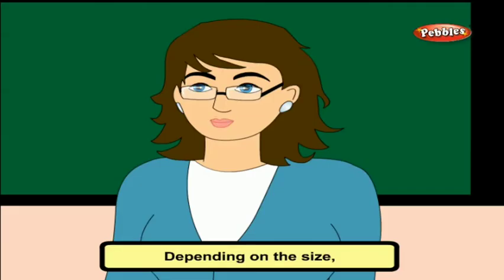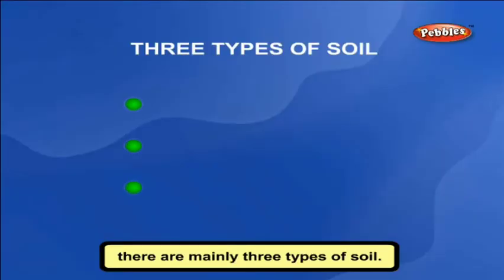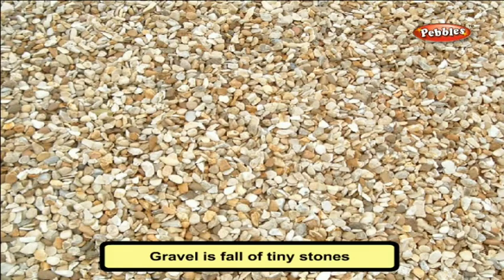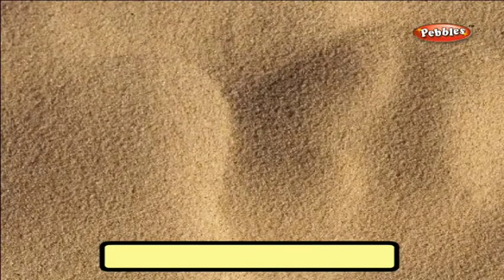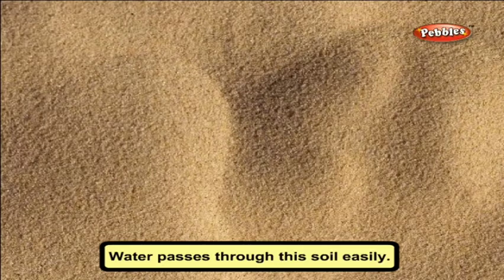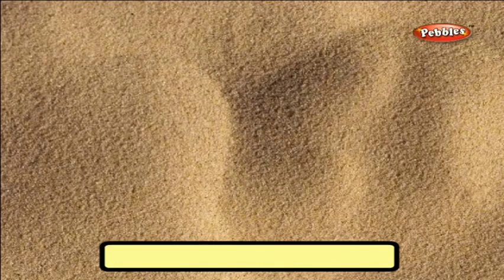Types of soil. Depending on the size, feel and color of the soil particles, there are mainly three types of soil: gravel, sand and clay. Gravel is full of tiny stones and bits of rocks and does not hold water. Sand. The particles are much smaller. It is light and dry. Water passes through the soil easily.